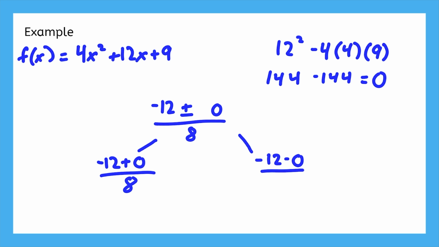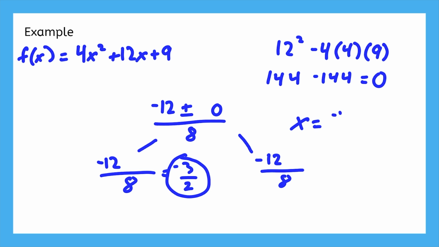Negative 12 plus 0 is just negative 12, and negative 12 over 8 reduces to negative 3 over 2. For the other one, negative 12 minus 0 is still negative 12, and we just end up with negative 12 over 8 again. Remember, adding and subtracting 0 do the same thing, so our two answers will be the same. So we only have one answer here, negative 3/2. Remember when we talked about multiplicity earlier in this unit? Even though this is just one solution, we got it twice. So technically speaking, that root has a multiplicity of 2.